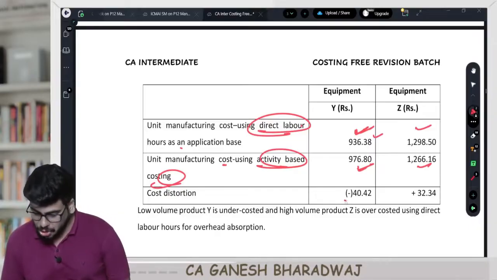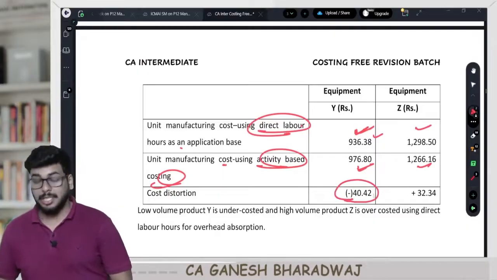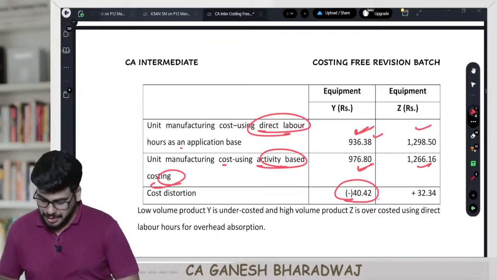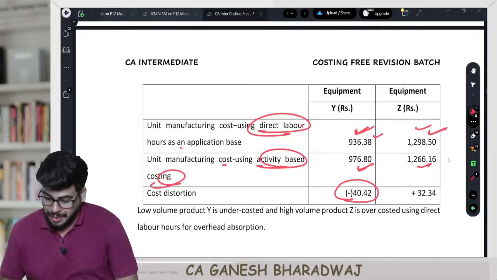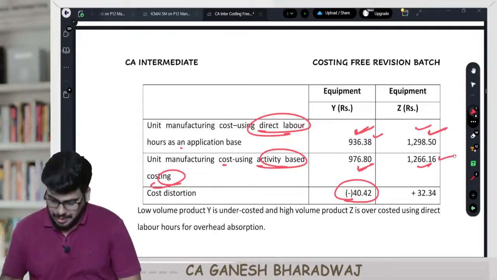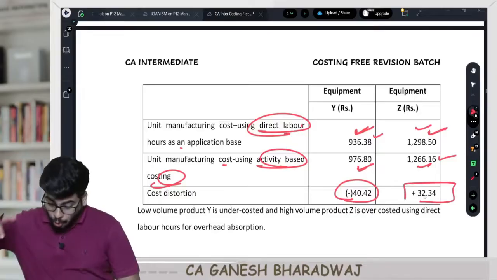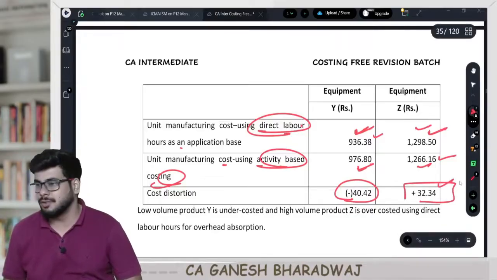What has happened? The cost distortion is the product Y is being undercosted to the extent of 40.42 rupees. Are you clear with this? Similarly, for equipment Z, presently they are costing it at 1298.5, but ideally speaking, it should have been valued at 1266.16. The difference is what? They are overvaluing it by 32.34. Are you clear with this?